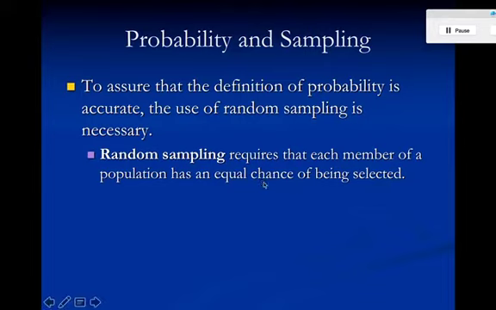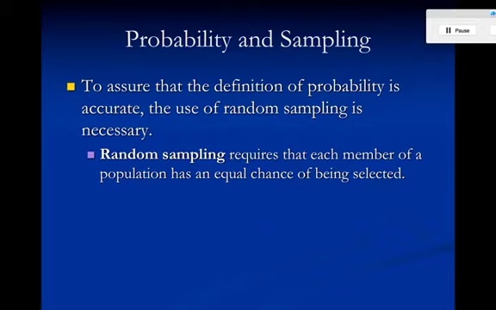Random sampling requires that each member of the population has an equal chance of being selected. Sometimes we call it random sampling, randomly sampled, etc. We'll use that terminology. Don't get random sampling and random assignment confused. Those are 2 very, very different things. Random sampling means giving everyone from the population an equal chance of being selected for the study.